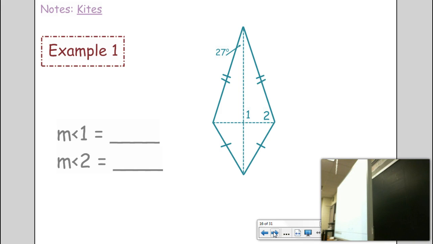Nasia, what do you want to do first? Angle 1. Yes, what is it? I'll give you a hint. The diagonals are perpendicular.